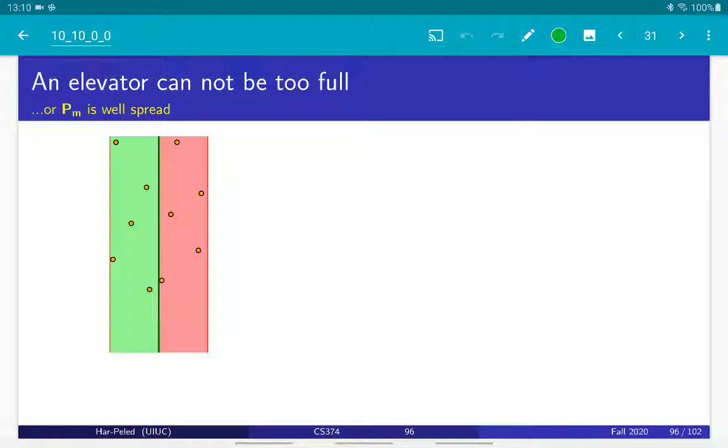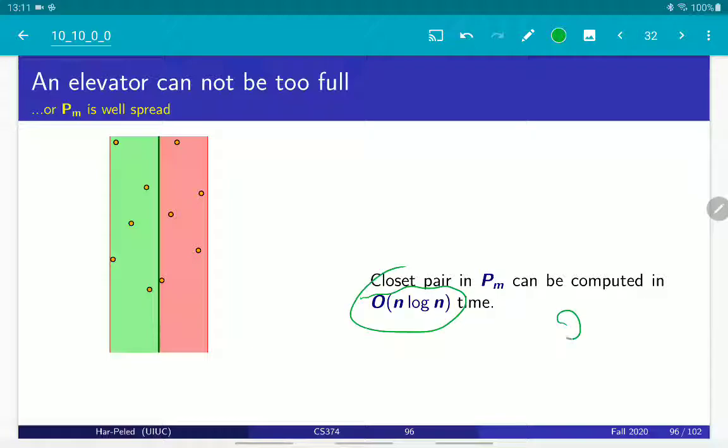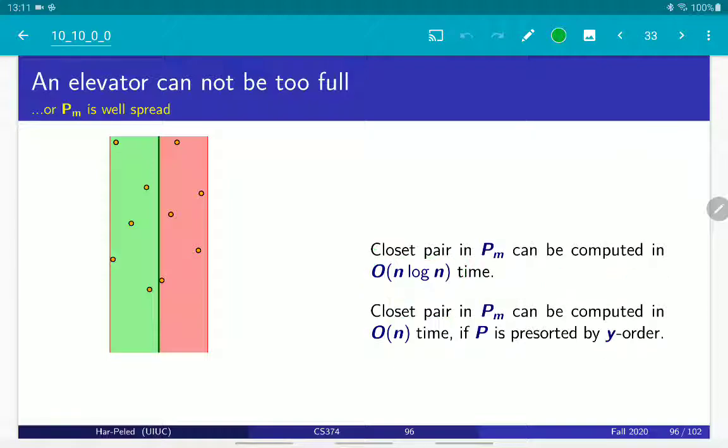Okay, so what we conclude is that if the points are sorted by the y-axis we can do it in linear time, or if we have to sort them, it takes n log n time, but we can compute the closest pair distance for the middle points in n log n time. Okay, and as I said, if they're pre-sorted, in fact, it is linear. We will see how to use it later on.